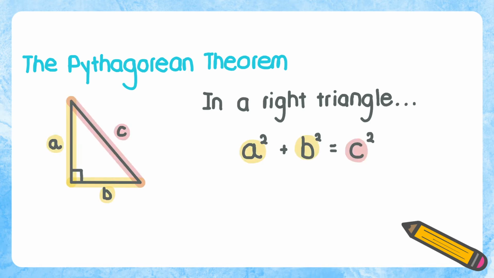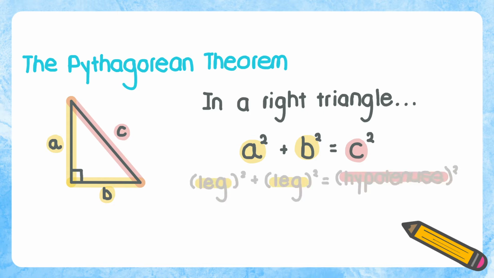So I tried color coding it. Notice we have the two legs A and B, and the hypotenuse C. In other words, the Pythagorean theorem states that the sum of the squares of the two legs equals the square of the hypotenuse. So today we'll be using the Pythagorean theorem to find the lengths of missing sides. We will use A and B to identify the legs and C to identify the hypotenuse of the right triangles.